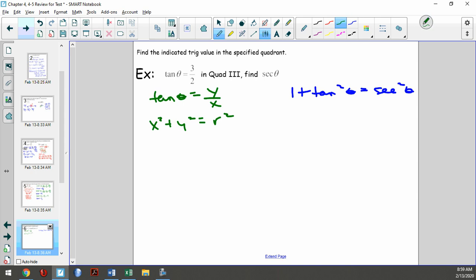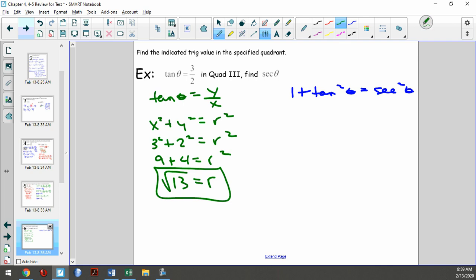So if I go ahead and keep going with this, this is going to be 3 squared plus 2 squared is equal to r squared. So 9 plus 4 is equal to r squared. So 13, the square root of that is equal to r. And if I want to find secant, I simply am going to take r over x. X is going to be what?